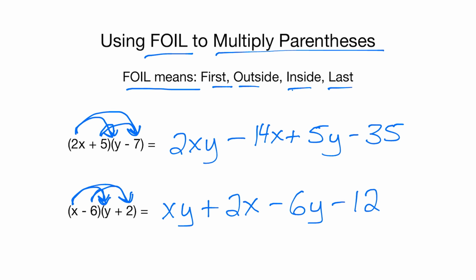If you had more terms inside your parentheses, you would have to keep multiplying until each term in each parenthesis is multiplied by each term in the other parenthesis.